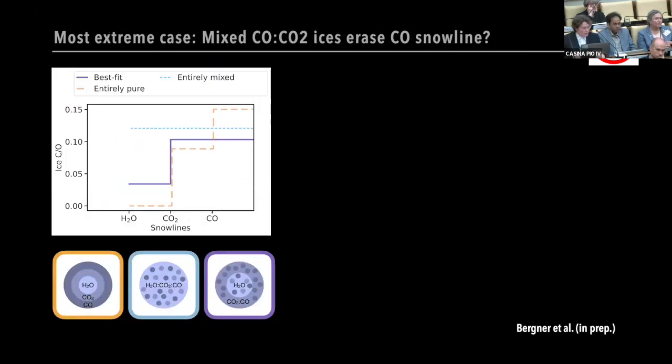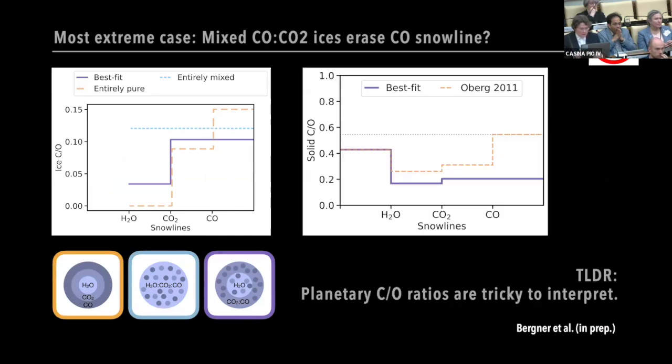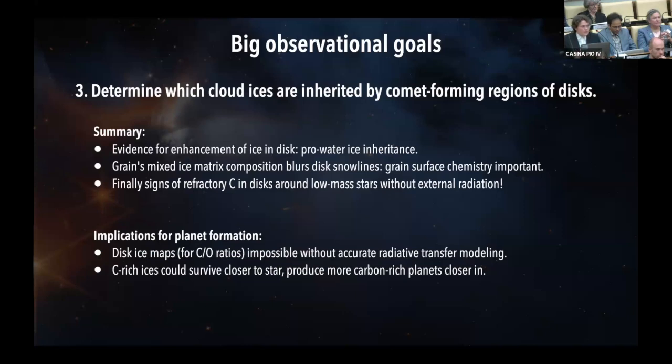So she ran this through some of her models and found that the ice C/O ratio, when you include the mixture, will partially erase the CO snow line. And this is a comparison for the solid C/O ratio from what Karin had in her seminal 2011 work relative to what we find now with the mixed ices. So it could have a large impact on planetary cores that form in different parts of this disk. So the bottom line is that planetary C/O ratios are very tricky to interpret in the context of disks with mixed ices. So these are the net conclusions for this section.